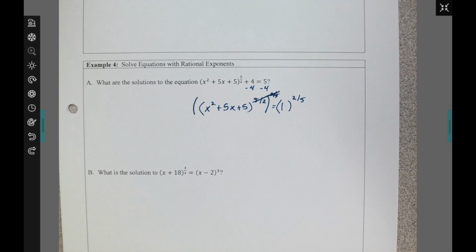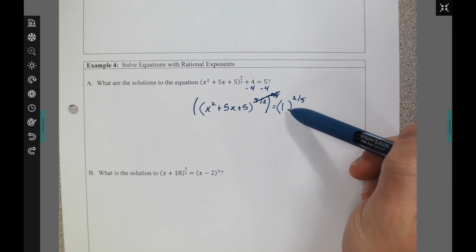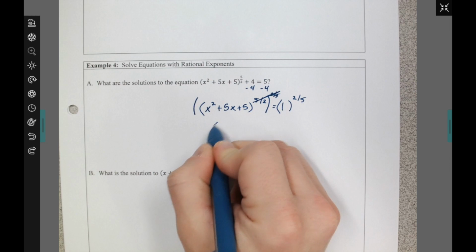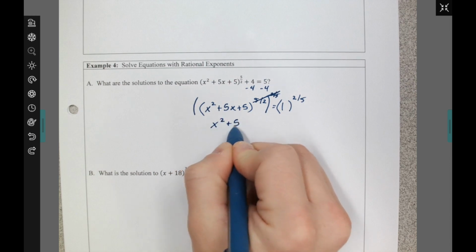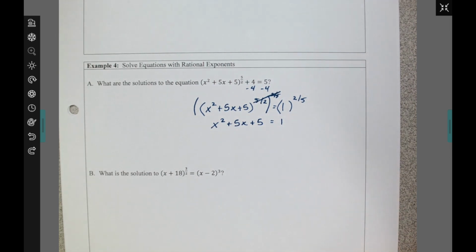With this, you take the 5th root of 1. What times itself 5 times gives me 1? It's 1. From there, 1 squared is 1. So this one works out pretty nice. You're able to drop everything down. You get x squared plus 5x plus 5 equals 1.